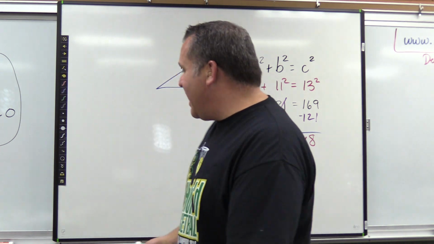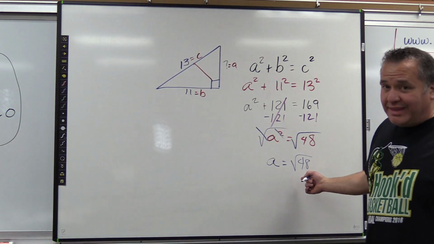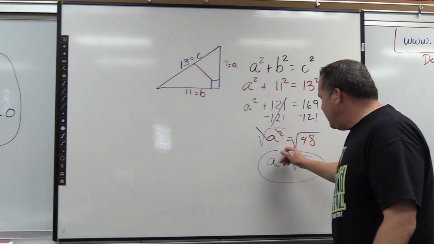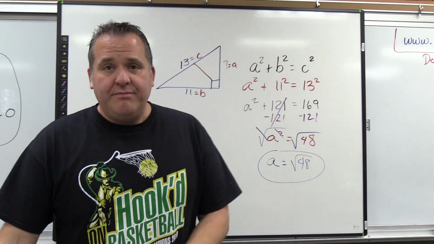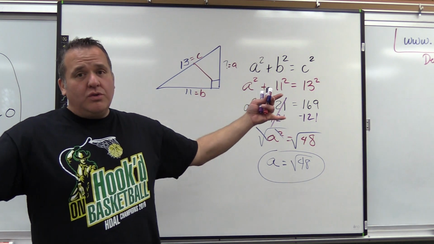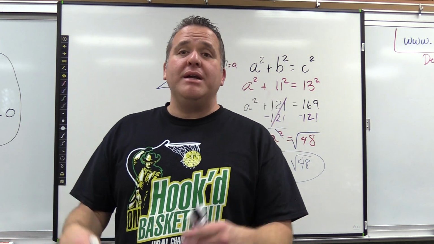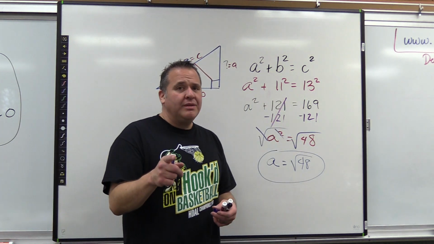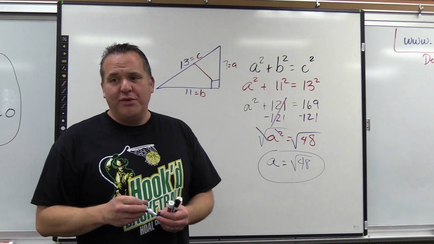So when we got this right here, that's going to be our answer. A equals the square root of 48. All right? And that's it. That's part 2. If you can do this, you can do part 2. Now, hopefully that made sense. If not, don't worry. I got another one for you right here.